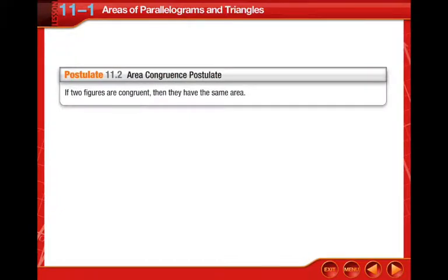So now the area congruence postulate: if two figures are congruent, then they have the same area. Just throw that in there anyway. It's pretty basic, common knowledge. I would hope that if two things are the same, then they should have the same area.